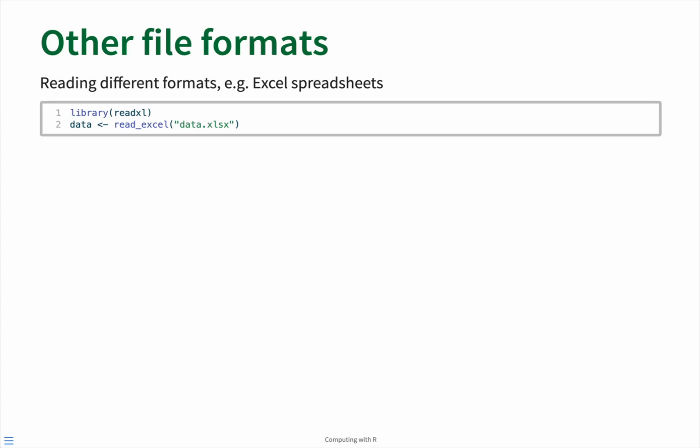There are similar functions to read_csv for loading data from other types of files. So if you have data in an Excel spreadsheet, which would typically have the file extension .xlsx, then you could use a package like readxl, which contains a function called read_xl, to open that file, load the data from it, and assign the resulting table to a variable.